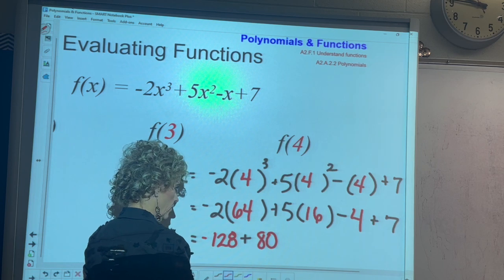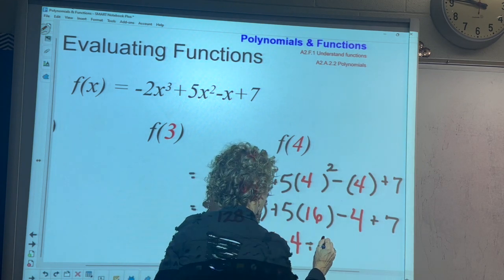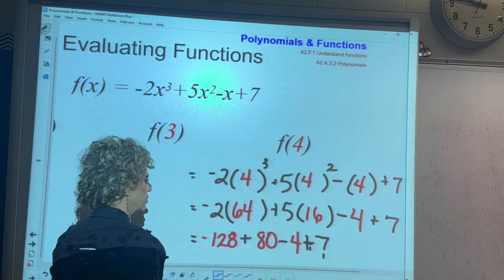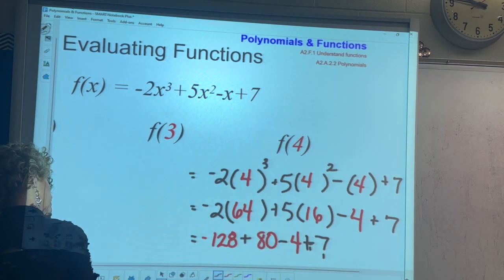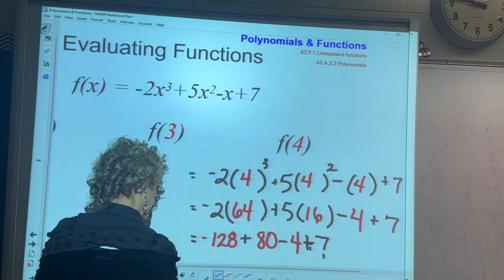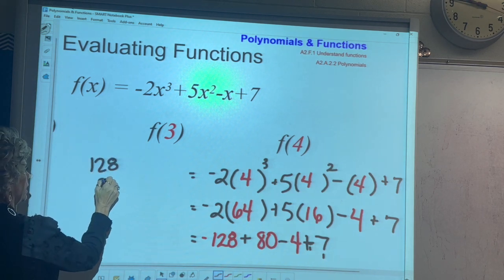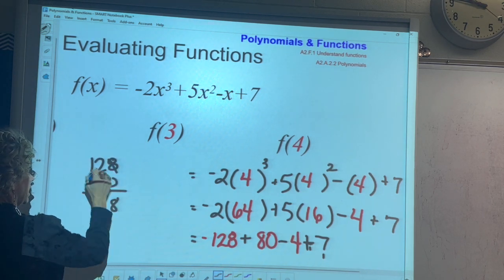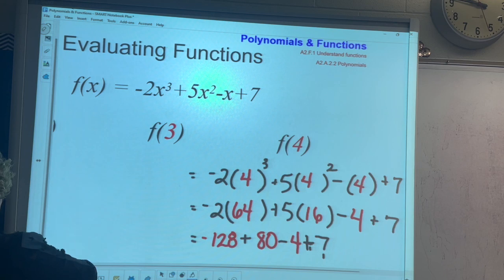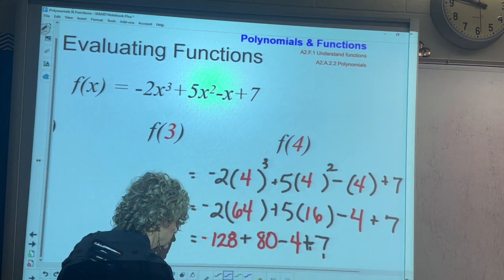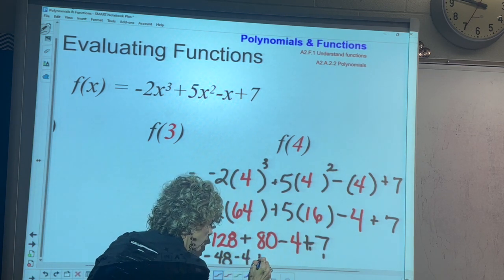And then I have a minus 4. The minus 4 stays the same. And then I have my plus 7. Now again, I'm going to utilize order of operations. Negative 128 and a positive 80. What is that? Negative 48. We're going to check it. 128, 80, that's 8, that's 12, 4, yep, negative 48. So this is equal to a negative 48 right here, minus 4 plus 7.